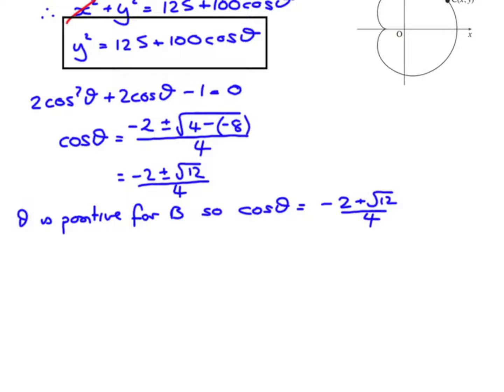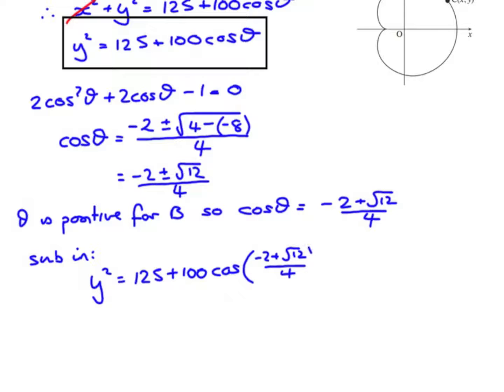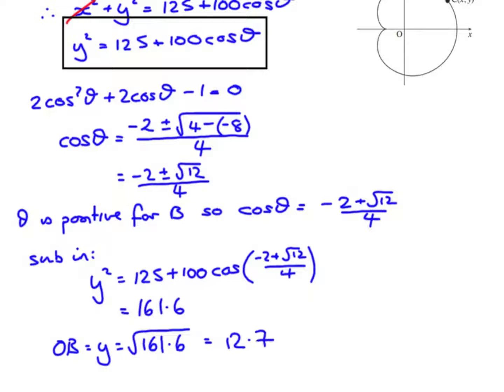Now it's just a case of substituting this into our first formula that's in the box. So we end up with y squared is equal to 125 plus 100 lots of negative 2 plus root 12 over 4. Once we stick that into the calculator, we get 101.6. The distance OB is the same as y, which is the square root of that, which is 12.7.